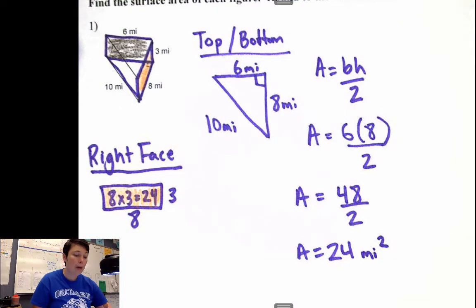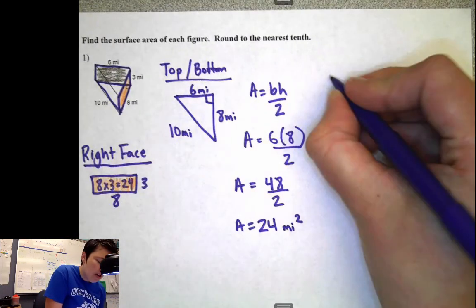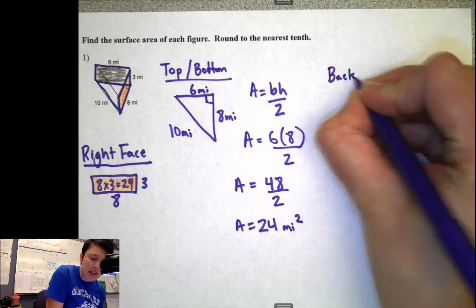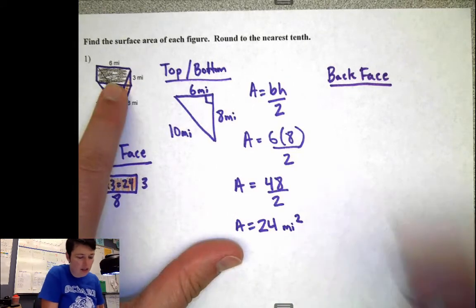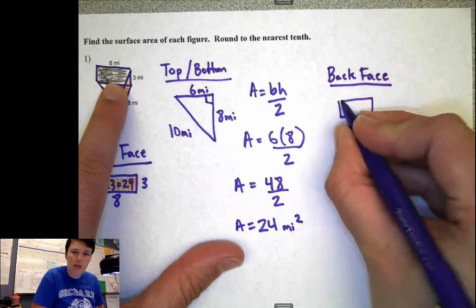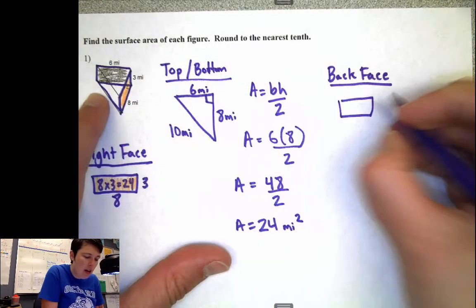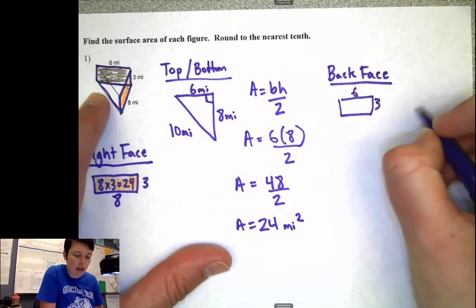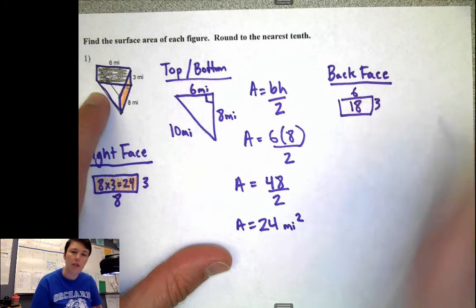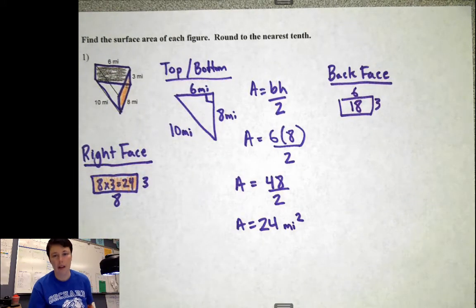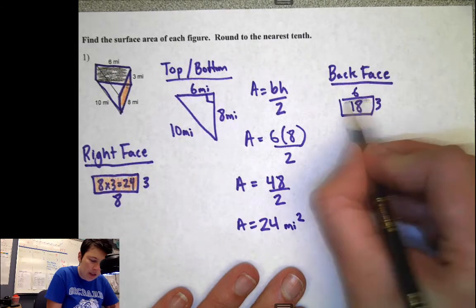Now let's do that back wall. And I'm going to make some room maybe off to the side over here. I'll call it the back face, technically. And if you look at that black thing, it looks like a black rectangle. So we're going to draw it like that. Dimension-wise, it looks like it's 6 by 3. So it's a 6 by 3 rectangle. And 6 times 3, if we multiply that together, is 18. So it's an 18 square mile area. So that's the back face, which I'm going to shade in.